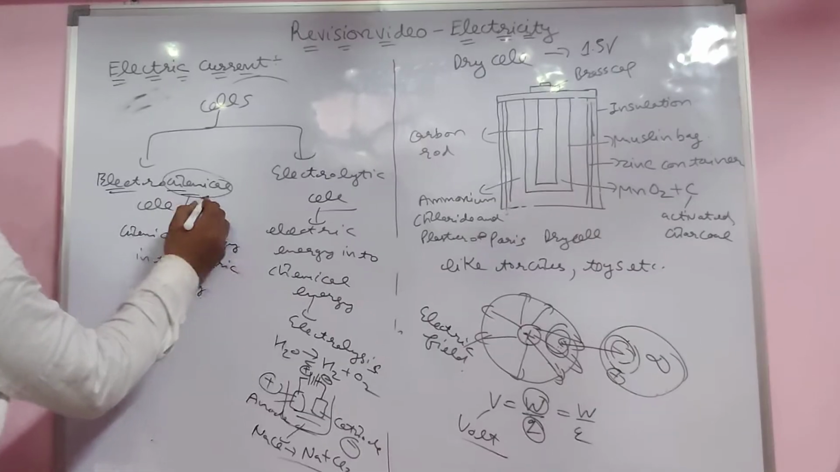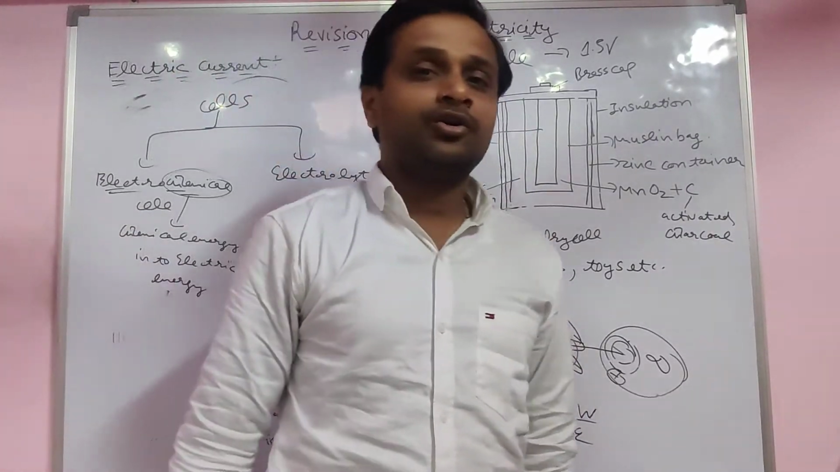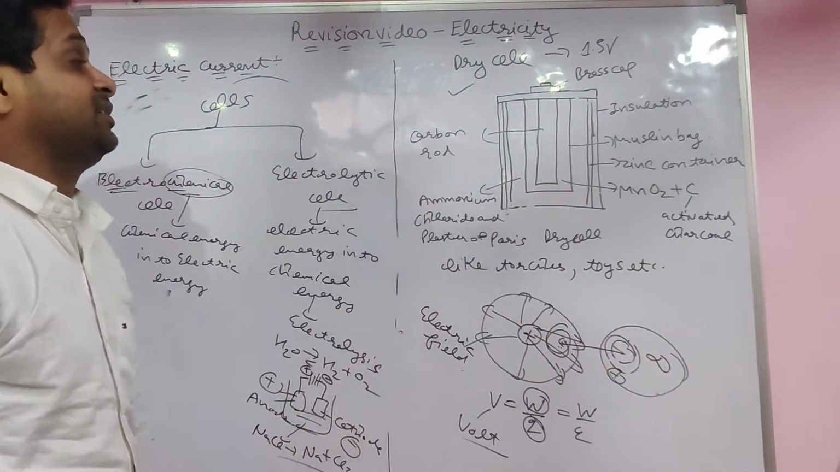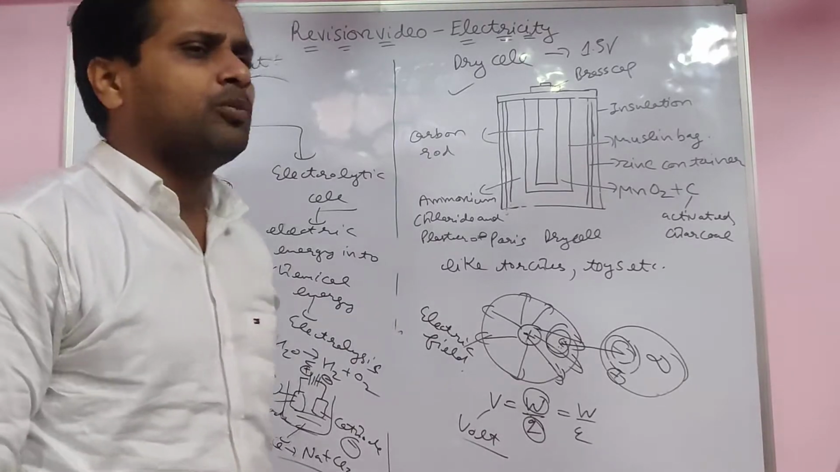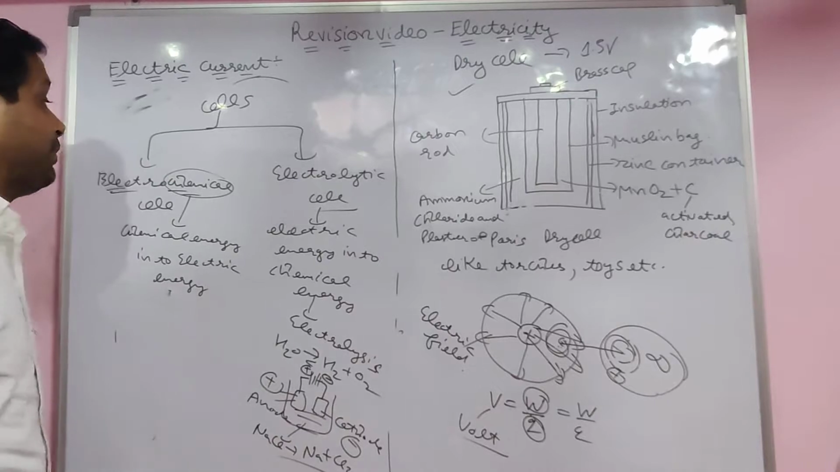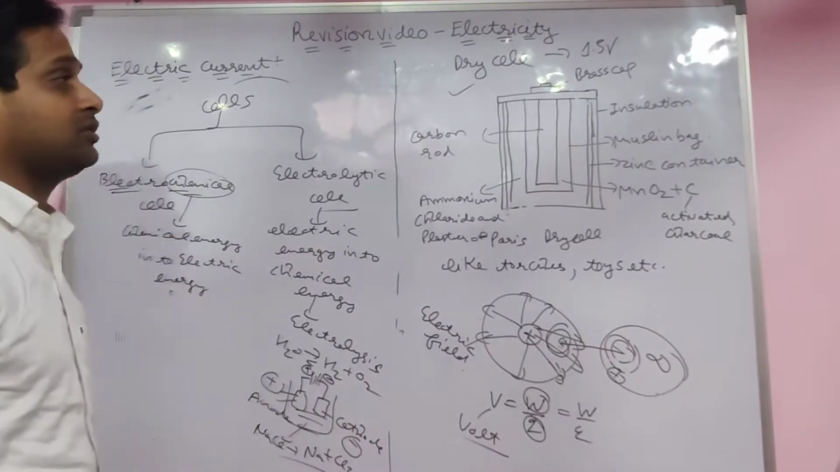And what is an example of an electrochemical cell? That is a dry cell, student. Dry cell. Very important cell is there, student. Another type of cell is also the button cell. When we put it in watches, that is also a type of electrochemical cell, student. Used in wrist watches.